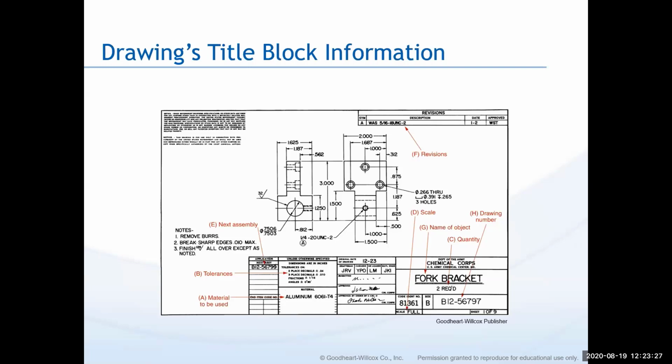We have some general notes over here about just things like remove burrs. That would be a good thing to do. And break all sharp edges, 10 thou max. And then note that this is a surface finish annotation right here. So 125 microinches surface finish overall, except as noted. Okay, so if there's a specific area that wants something different.